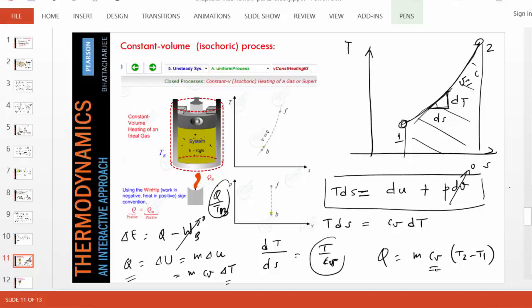So if I know the Cv of air, for instance, which we already know is 0.718, and if I just know the temperature change multiplied by the mass of the gas, that is the heat transfer.